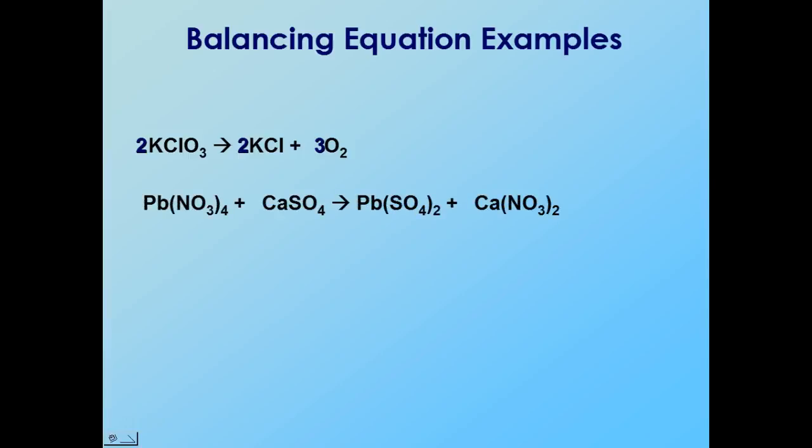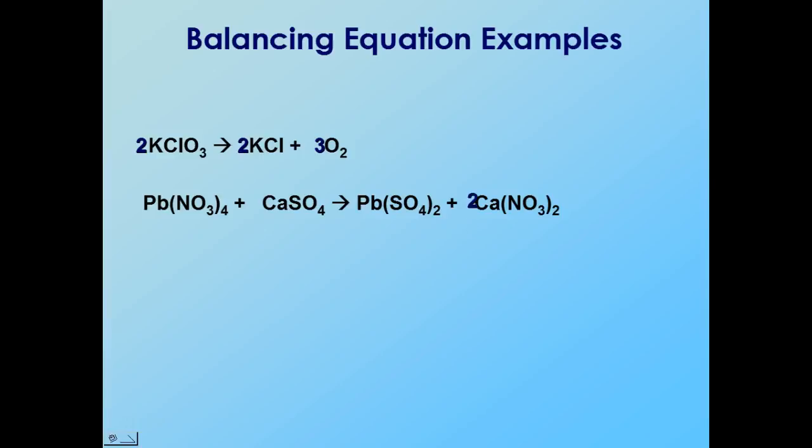This one looks a little bit harder than it really is. If you notice, you have polyatomics on both sides of the equation. You have NO3s and you have SO4s. So you can treat those as units. If we start from left to right and look at Pb, we have 1 Pb on both sides, so that part's okay. We have 4 NO3 ions on the reactant side, and we have 2 on the product side.